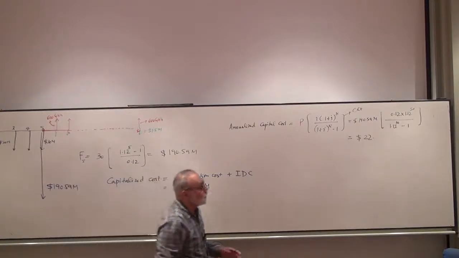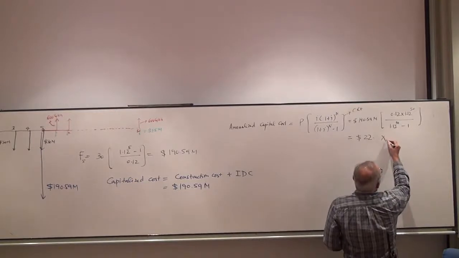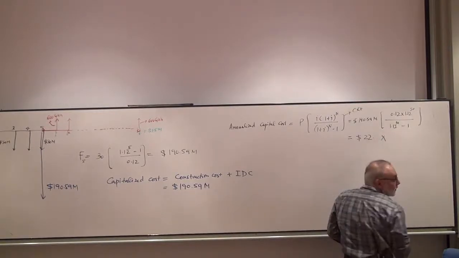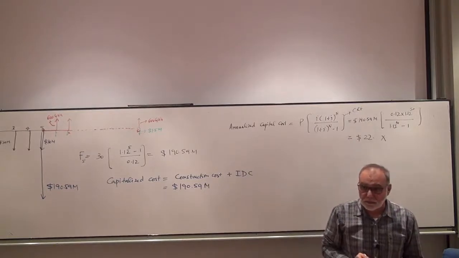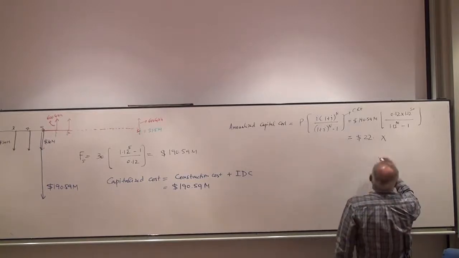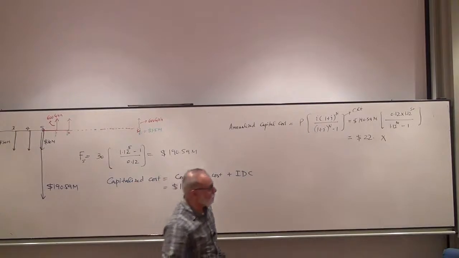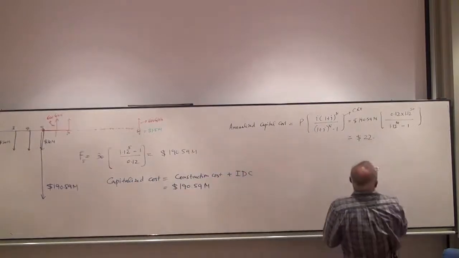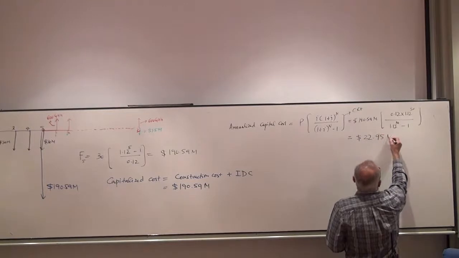It would also be good if you work out this one separately. Please tell me this capital recovery factor as well. The total is 22.95. So we just write down 22.95 million.